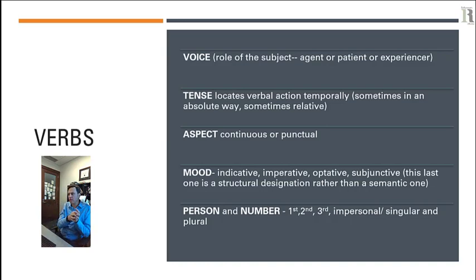Tense should be a familiar concept to you. It locates verbal action in time, sometimes in an absolute way, sometimes in a relative way. You have a perfect tense, which says it's already happened. I don't know when, but it's already happened. Then you have a pluperfect, where it had happened, right? And sometimes it will happen. It's going to happen. It will have happened. That's the future perfect. These are tenses. When is it happening? It's happening right now. We're familiar with tense.